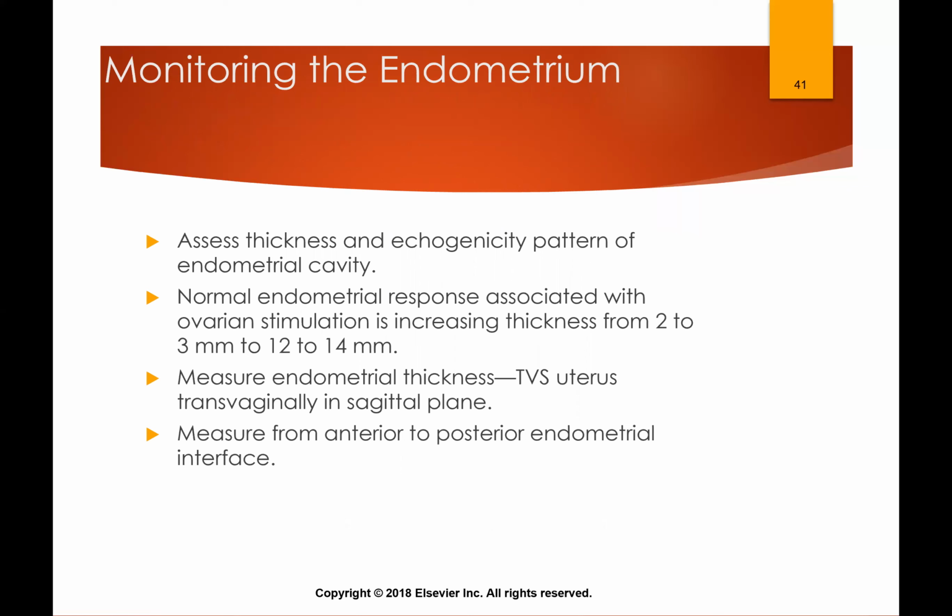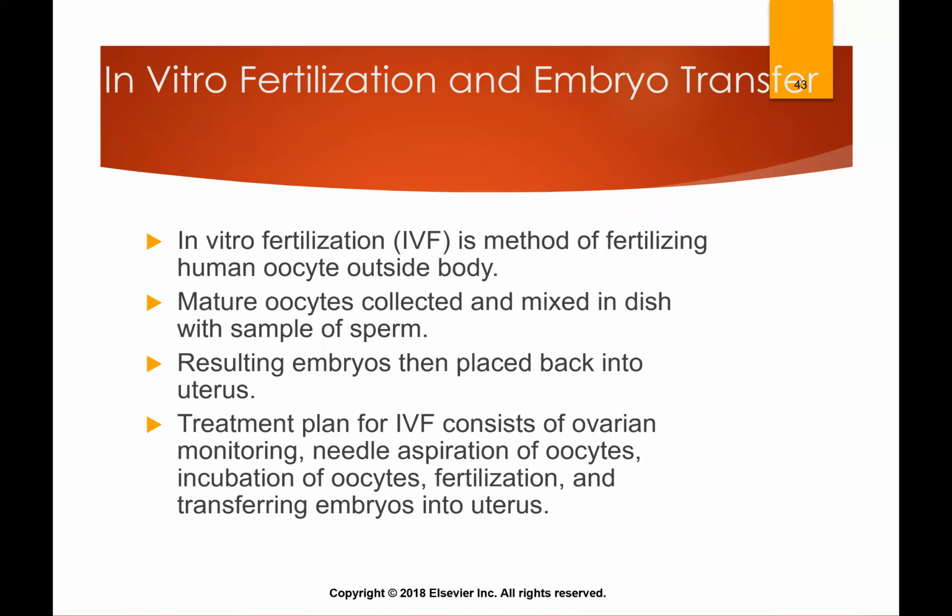If that doesn't work, then they might go to intrauterine insemination, where they clean the sperm and they inject it into the uterus to give the sperm a more fighting chance at the time of ovulation. That's the second step. If that doesn't work, they go to in vitro fertilization and embryo transfer.